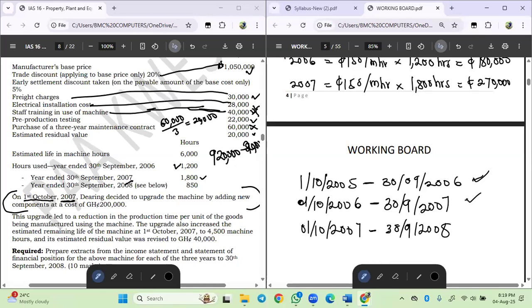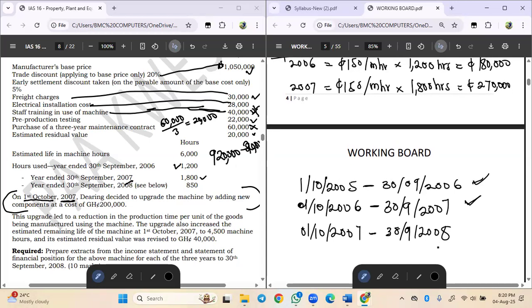So as at the date that the upgrade occurred, we've already exhausted 2006 and 2007. So the upgrade has nothing to do with 2006 and also has nothing to do with 2007. Please, is it okay now? Yes, please. So come again with the same answer you gave. So it means that the 200,000 upgrade will be added to the balance as at 30th September 2007. Yes, 30th September 2007. That's all. Yeah, thank you very much.